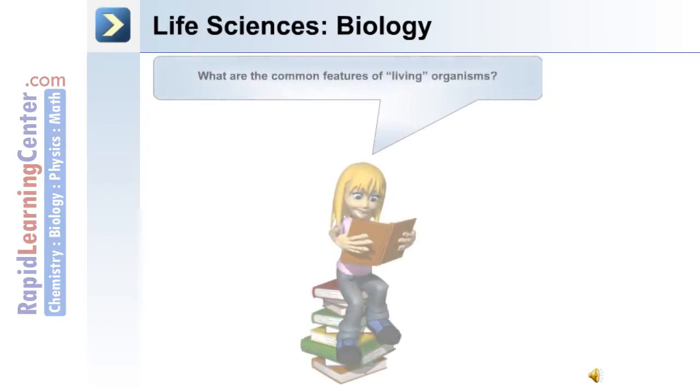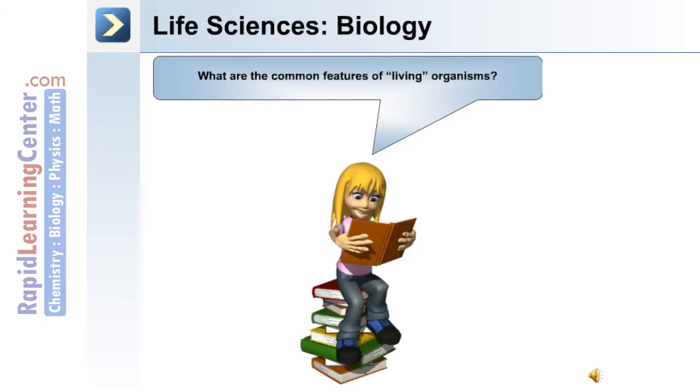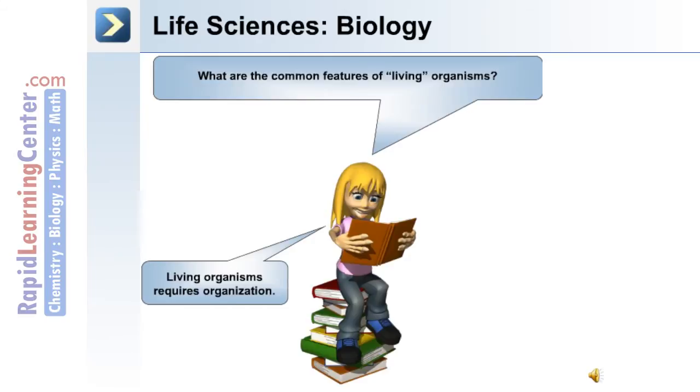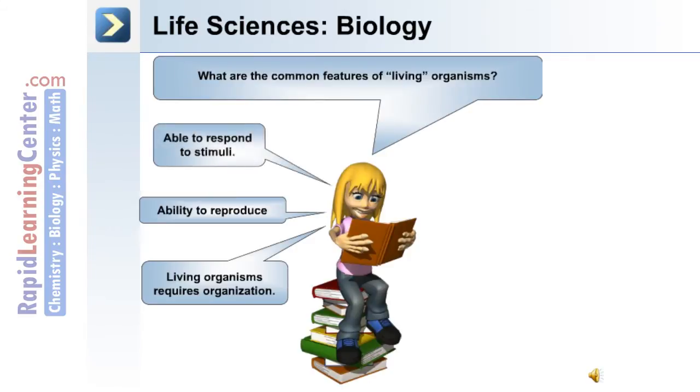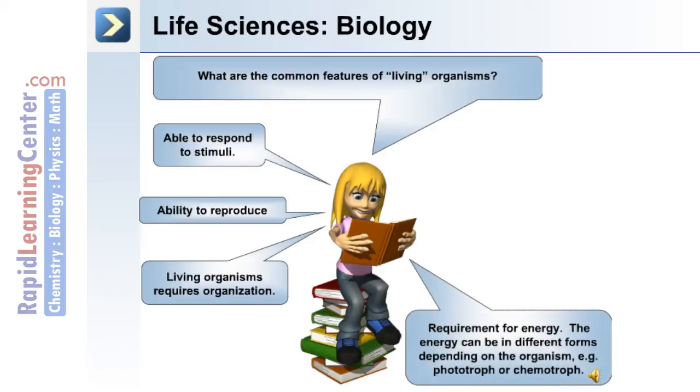Life sciences, biology. What are the common features of living organisms? Well, living organisms require organization. They also have to be able to reproduce. They must be able to respond to stimuli. Living organisms have a requirement for energy. The energy can be in different forms depending on the organisms. That is, they can be phototrophs and photosynthesize, or chemotrophs.